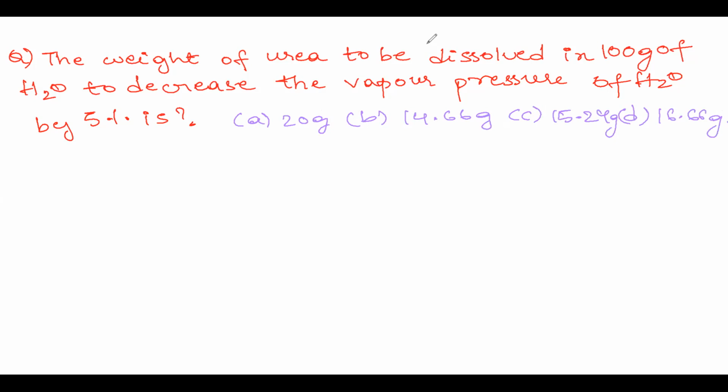So what they are asking us to find? They are asking weight of solute to be dissolved. Weight of urea to be dissolved in 100 grams of water such that the vapor pressure of water decreases by 5%. So 5% is what? That is nothing but 5 by 100. In this case, relative lowering of vapor pressure is 5%. That is very, very important.